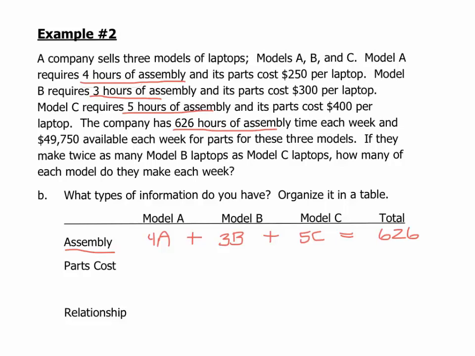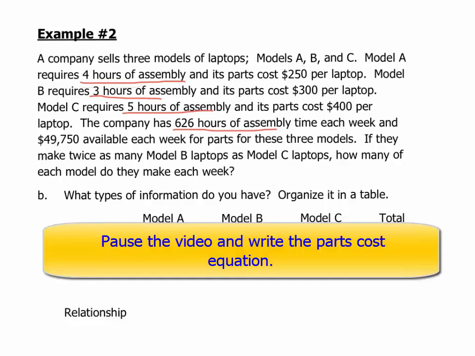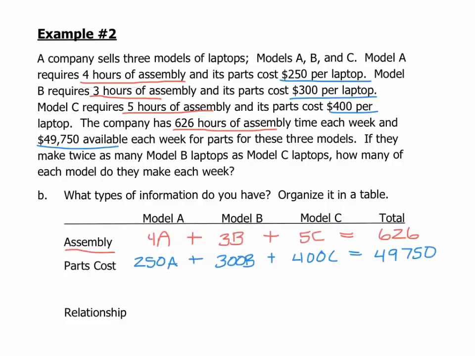Can you find the corresponding equation about parts cost on your own? Our parts equation should look like 250A plus 300B plus 400C equals $49,750. Now we have 3 different variables, A, B, and C.